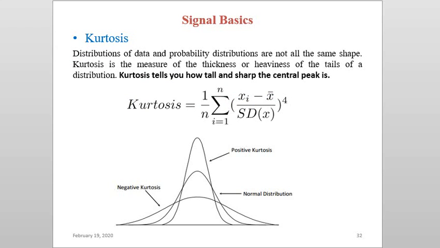Kurtosis. Kurtosis tells you how tall and sharp the central peak is. Here we have the central peak. In this section, if it is positive kurtosis, the peak will be very high. If it is negative, it will be lower than the normal distribution. And this one is the formula of kurtosis.